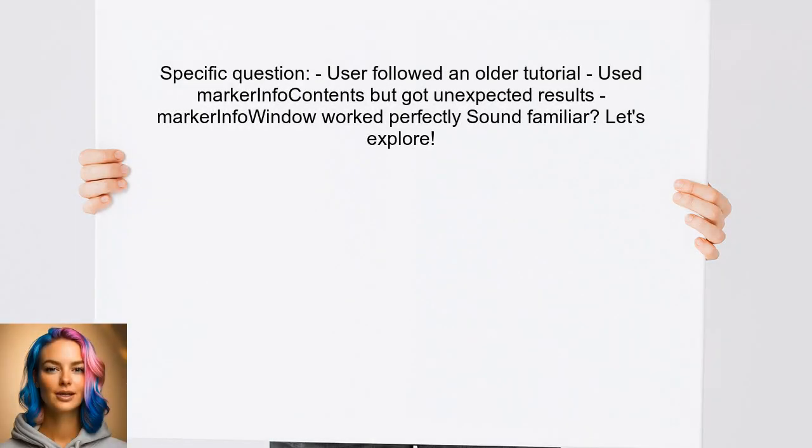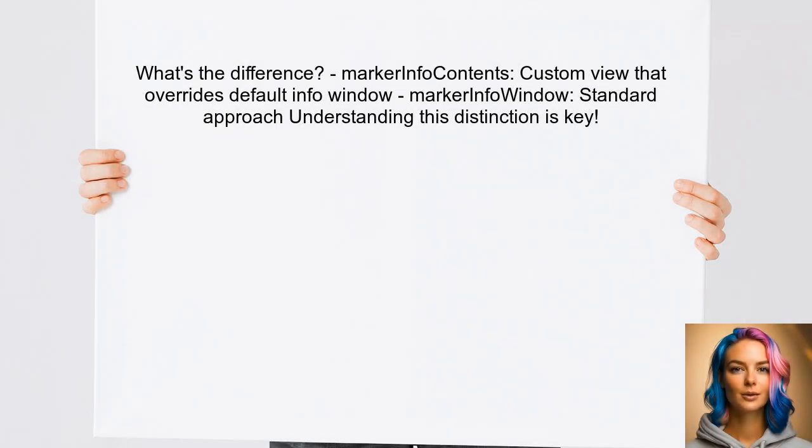Let's break down the specific question at hand. One user mentioned that while following an older tutorial, they used markerInfoContents, but it didn't return the expected results. Instead, markerInfoWindow worked perfectly. Sound familiar? Let's explore this together. So what's the difference between these two?